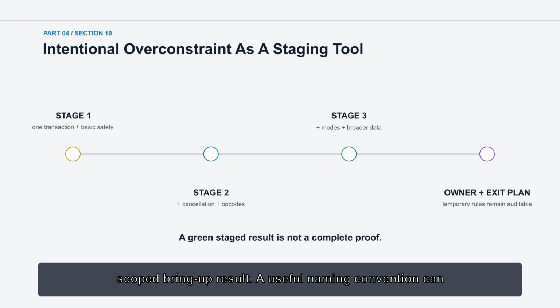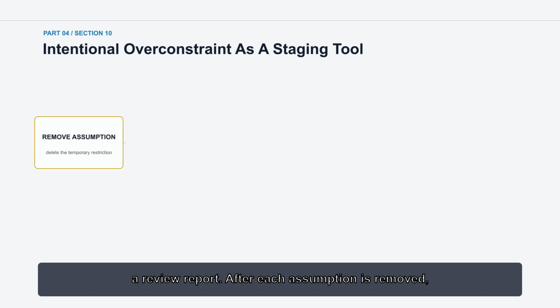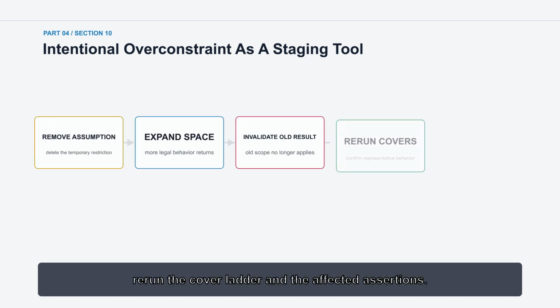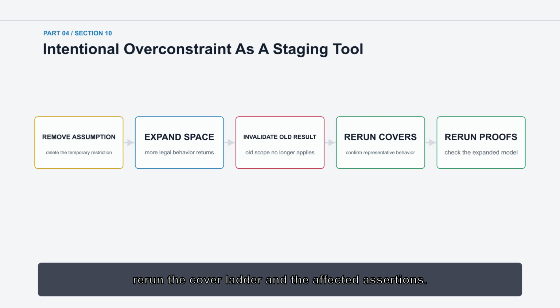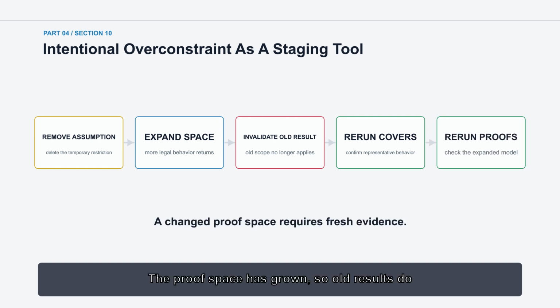A useful naming convention can make temporary assumptions easy to audit, for example, an fvstab prefix. The exact prefix is less important than a rule that every such assumption appears in a review report. After each assumption is removed, rerun the cover ladder and the affected assertions. The proof space has grown, so old results do not automatically apply.